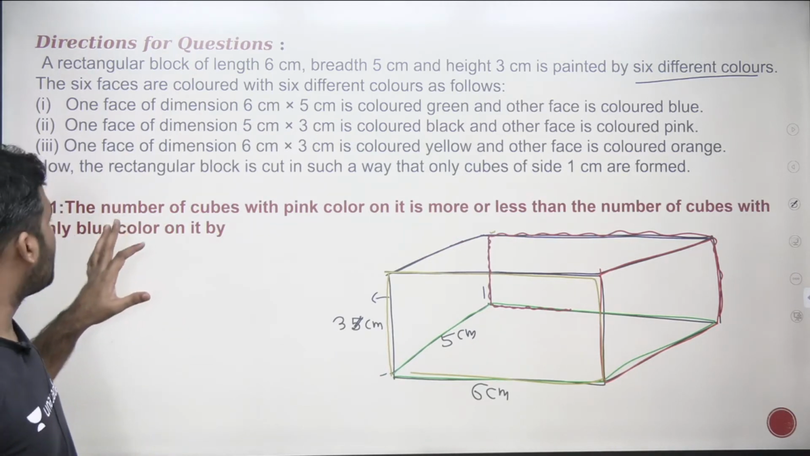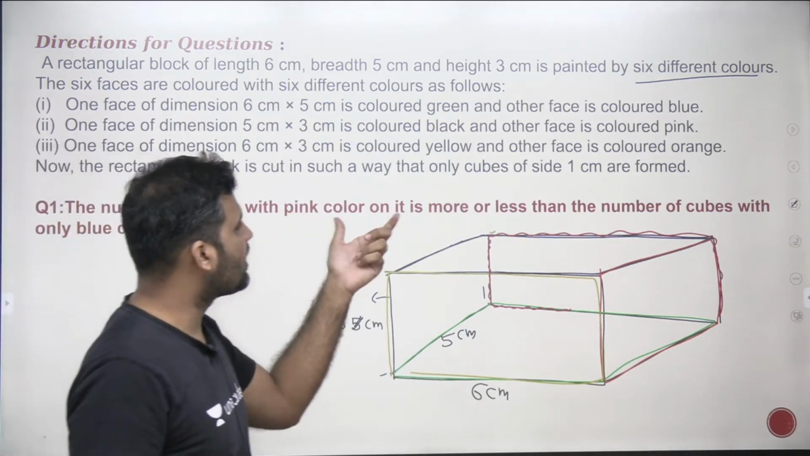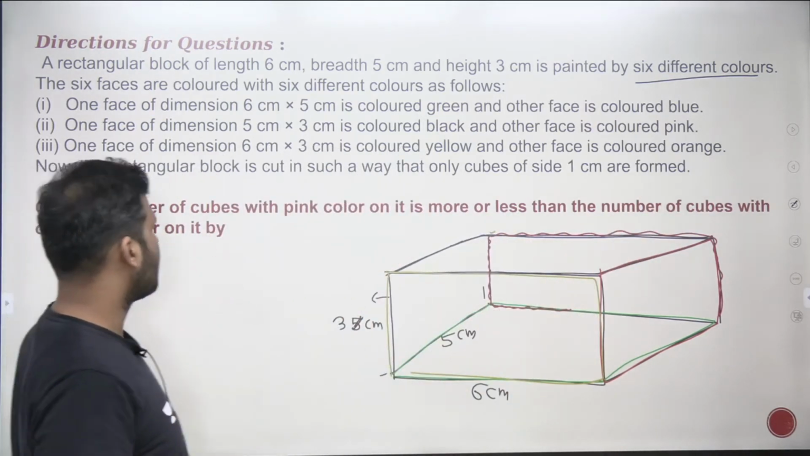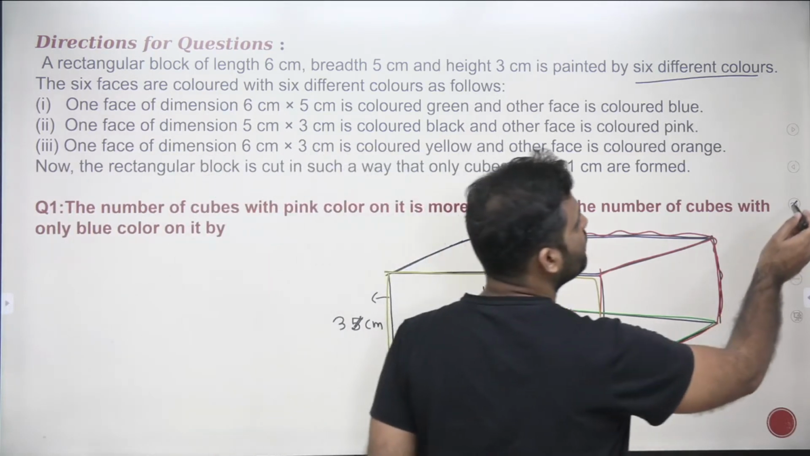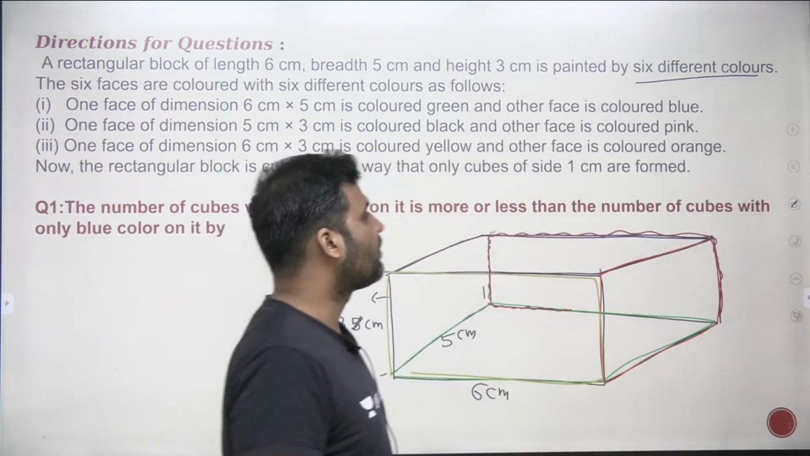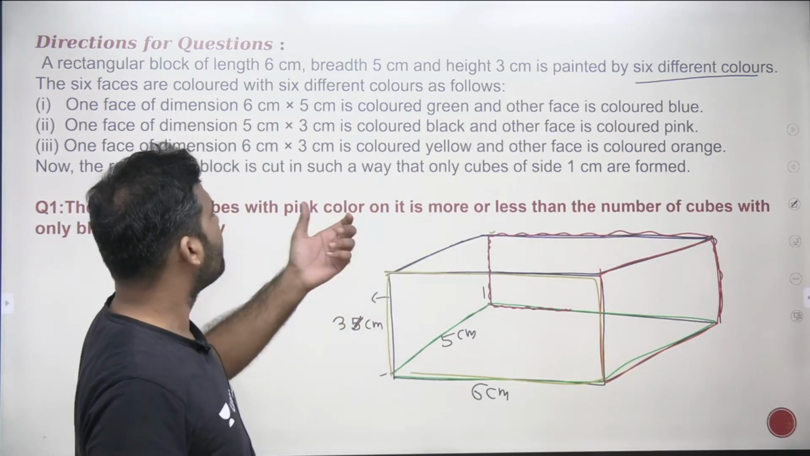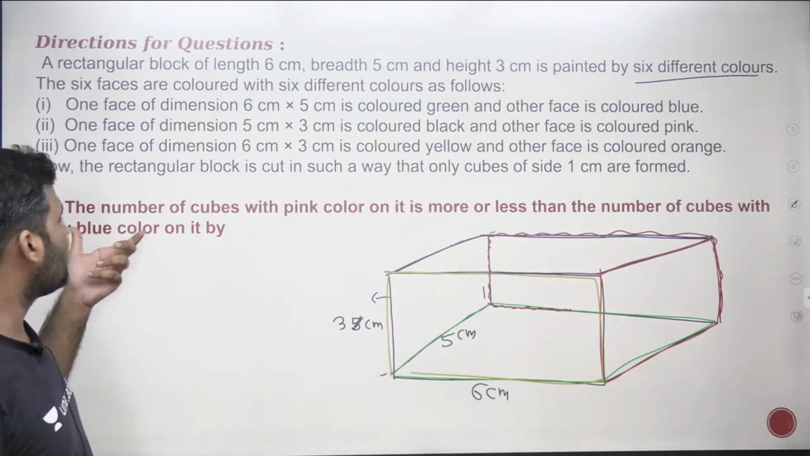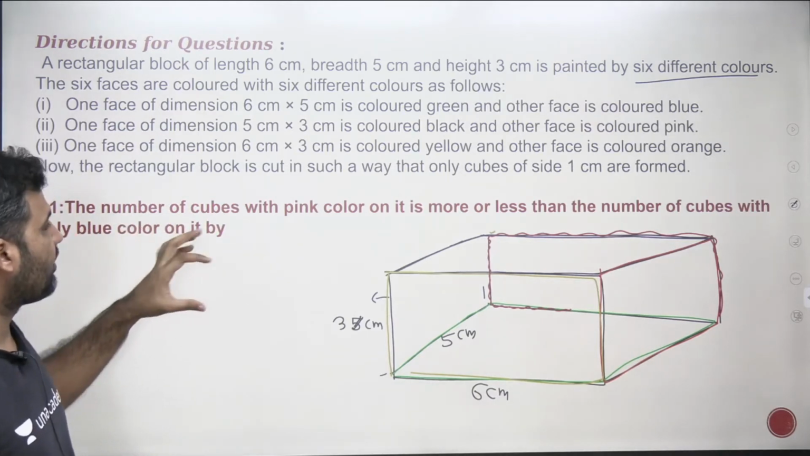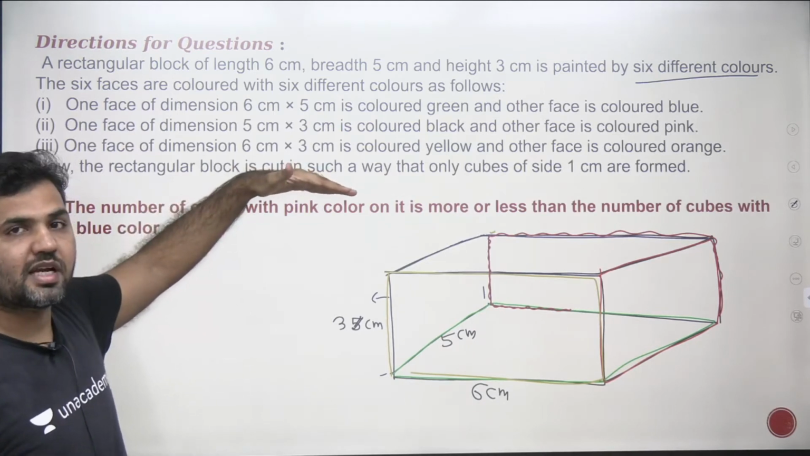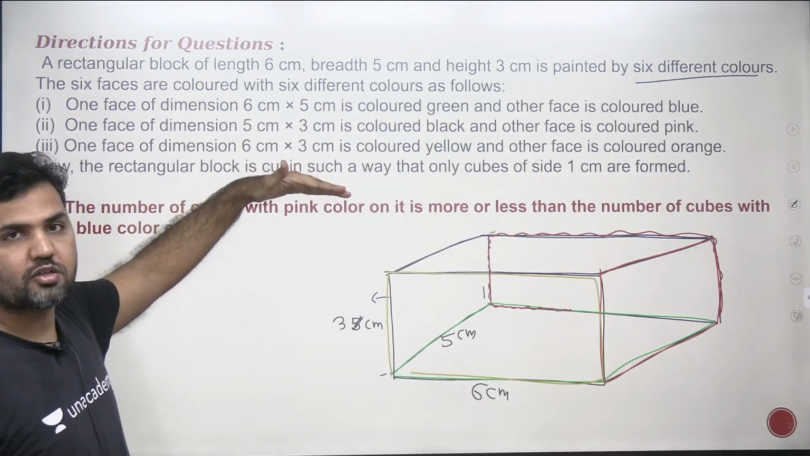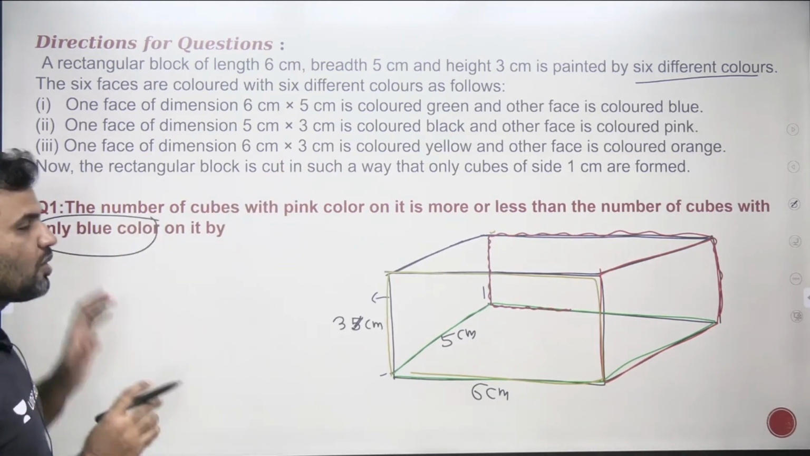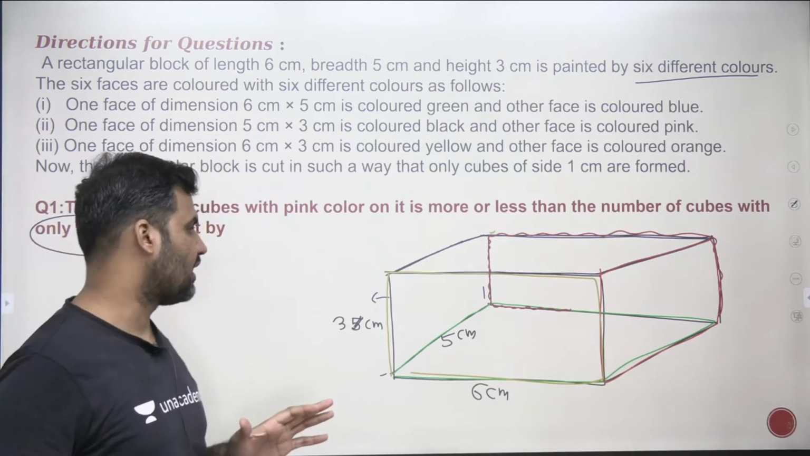Now the question that we are supposed to answer is whether the number of cubes with pink color on it is more or less than the number of cubes with only blue color on it, and by how much. That means I'm supposed to find the difference between the number of cubes which have pink color on it and the number of cubes which have only blue color on it. There's a difference in the statement. With pink color means that cube can have another color also in addition to pink. But here the word mentioned is only blue color, which means no other color should be present.